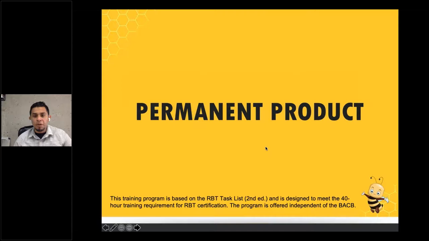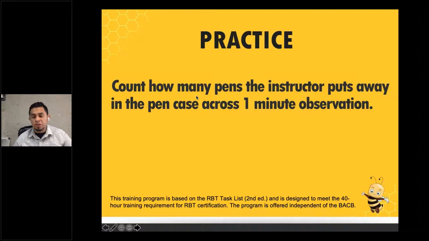Permanent product is another really, really important thing to look at. Basically here, we're just counting how many things can be seen in the environment that can account for the behavior that occurred. So for instance, count how many pens the instructor put away in the pen case across a 1 minute observation, okay? I actually have here with me one of these things where I can put my pens or my markers. So we're going to actually count how many of them I put in here. I'm going to show you guys specifically so you can count it, okay?